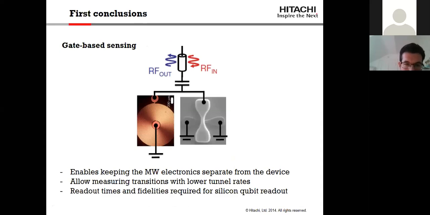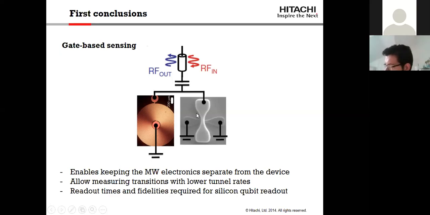Good, so first conclusions: gate-based sensing, in which we separate the quantum devices from the microwave circuitry, enables us to optimize both the devices for optimal gate coupling and the superconducting chips for lower loss performance. Also, if we operate at slightly lower frequencies than the circuit QED approaches, we will be able to measure transitions with lower tunnel rates compared to what others are measuring. And what we can see is that the readout times and fidelities are required for silicon qubit readout.